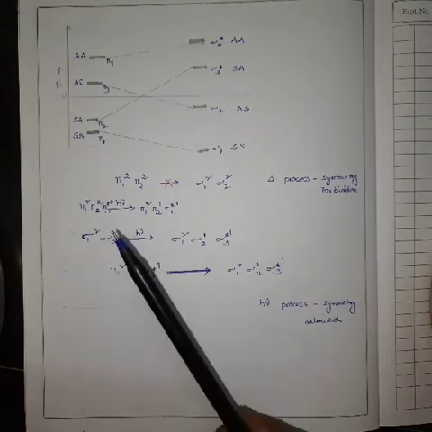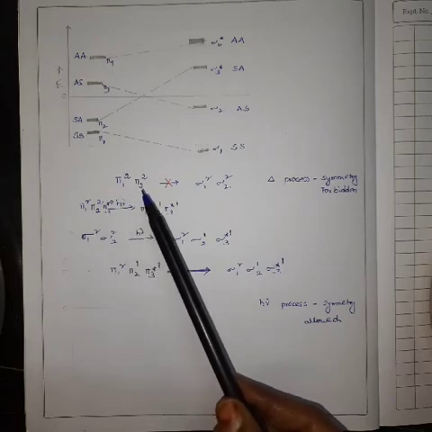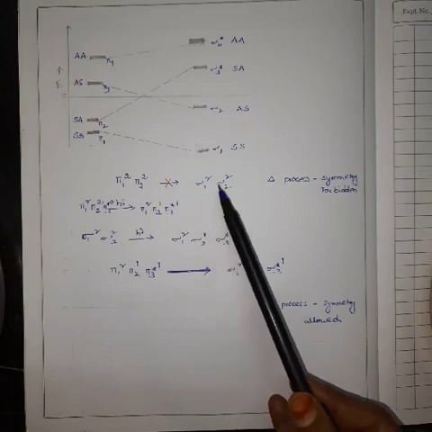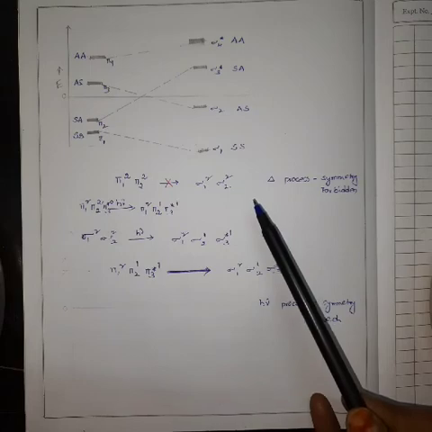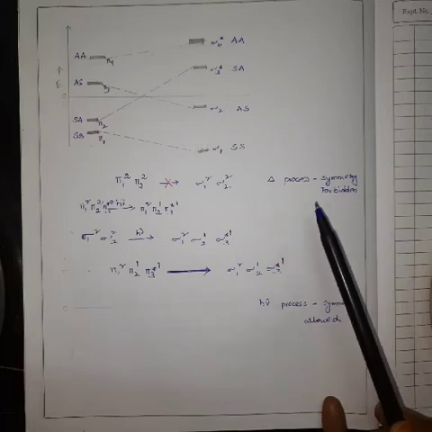That means the ground state orbitals pi 1 2 pi 2 2 do not correlate with sigma 1 2 sigma 2 2, so the cycloaddition process under thermal condition is symmetry forbidden.